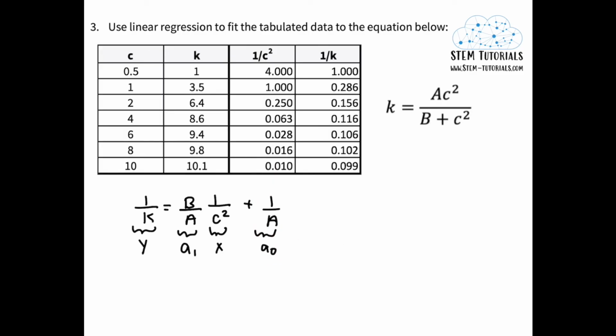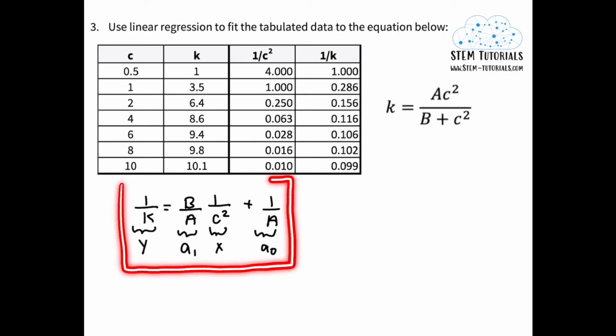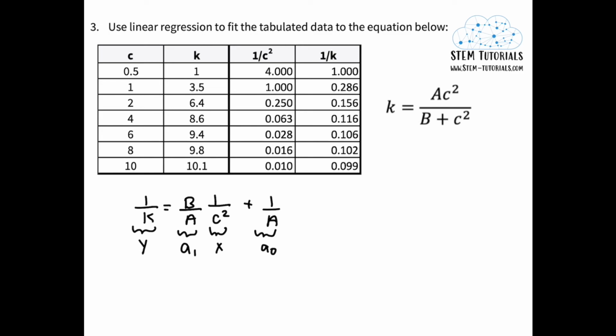Here on this slide, I've written down the expression that we discussed before, and I've also calculated the 1 over c squared values and 1 over k values. Again, I'm just going to write it down like before. This first row value of 4 equals 1 over 0.5 squared. So this is going to be our new x data that we're using for our linear regression. And the 1 over k value is simply equal to 1 over 1, or in this row here, it's going to equal 1 over 3.5. With this, we'll have our new y data that we're going to use for linear regression.